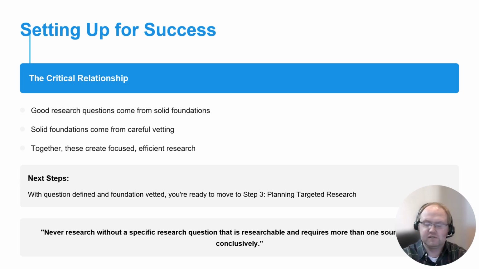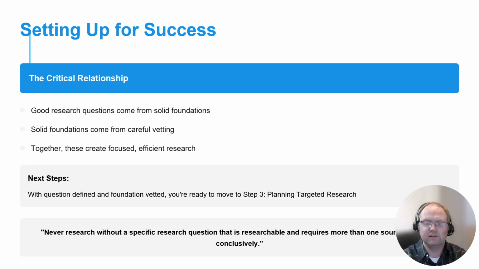With these questions defined and your foundation vetted, you're ready for step 3, planning targeted research. In our next lecture, we'll be identifying specific sources. You can talk about identifying specific sources, answering your question, locating these sources, and creating plans, which we've talked a bit about, but we'll do so in more depth. But that planning only works with the groundwork you lay, as mentioned in today's lecture.